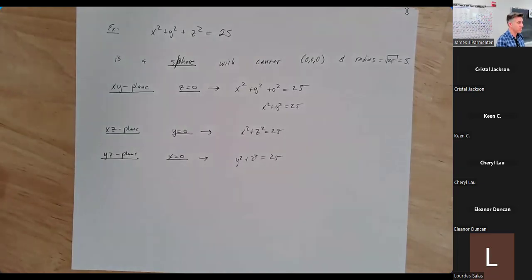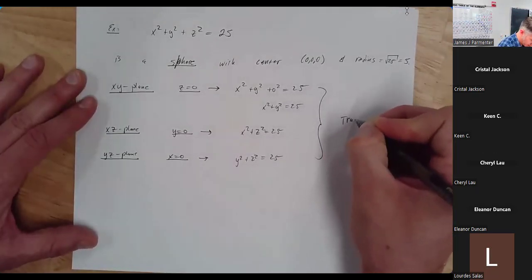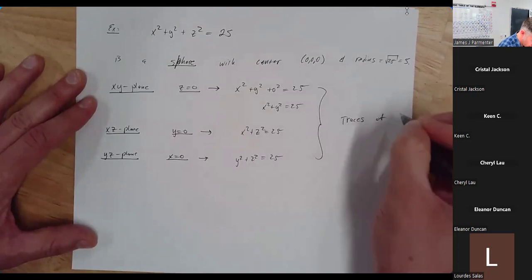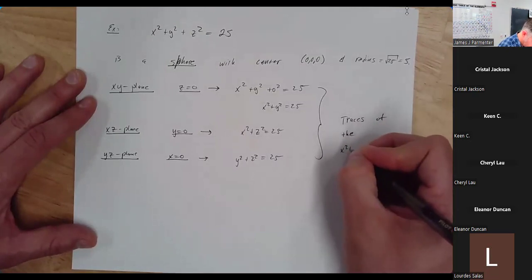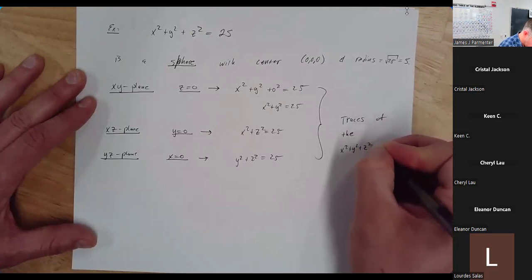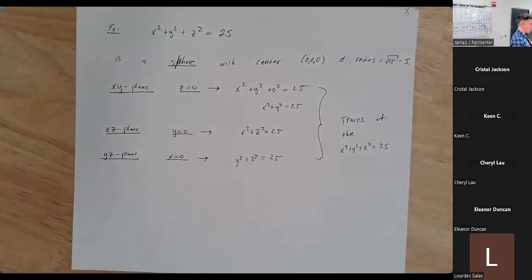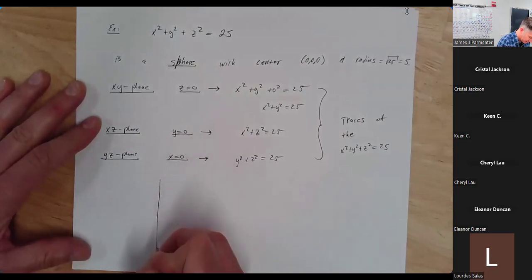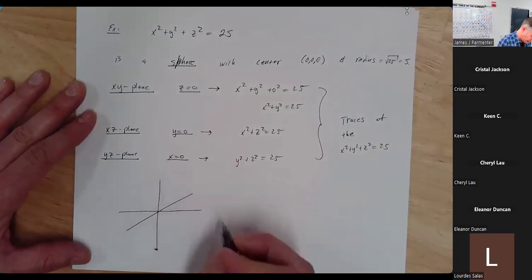So these three things that we're talking about here are what is called the traces of the surface. Which I don't think is something we get too into in this class, but worth mentioning. These are the traces of the equation x squared plus y squared plus z squared equal to 25. A trace is just what's happening in any one of the three coordinate planes, the xy plane, the xz plane, or the yz plane. But then if we draw these traces, it's a little bit easier to see that we really do have a sphere.